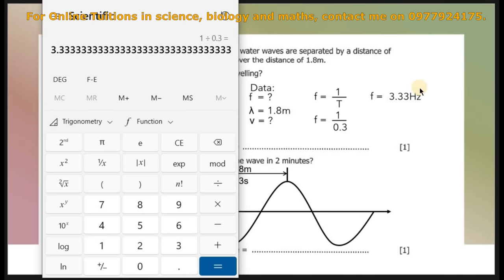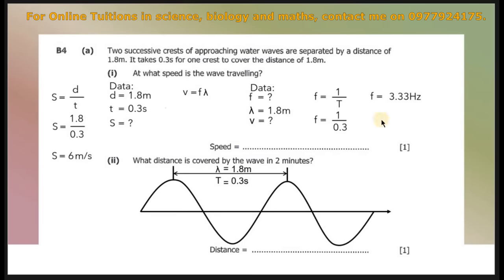So in science, before you get the final answer, don't round off. So this rounding off here is just for storing this number here. But on my calculator, I have 3.333 stored there. Then when I get back here, I know frequency now. Now I want velocity. So velocity is equal to, all right, frequency I found it, 3.33 times wavelength 1.8, which is this one.